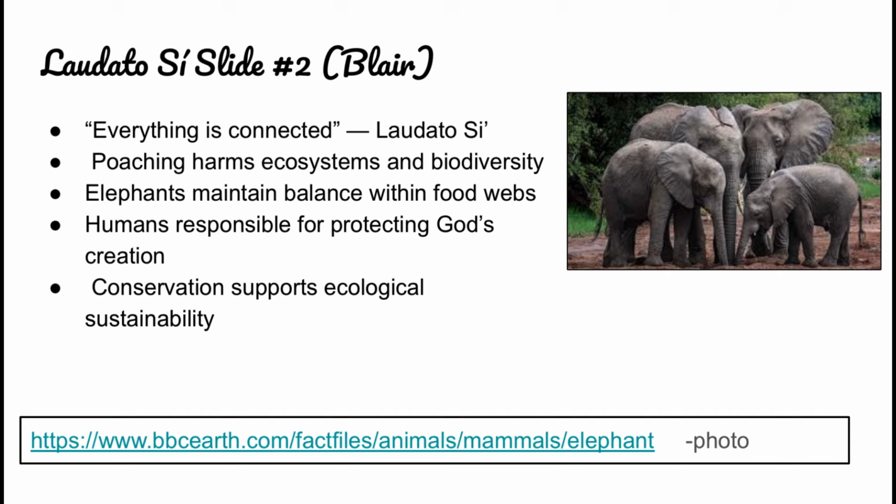A quote from Laudato Si is "Everything is connected." Poaching harms ecosystems and biodiversity. Elephants maintain balance within food webs. Humans are responsible for protecting God's creation, and conservation supports ecological sustainability.